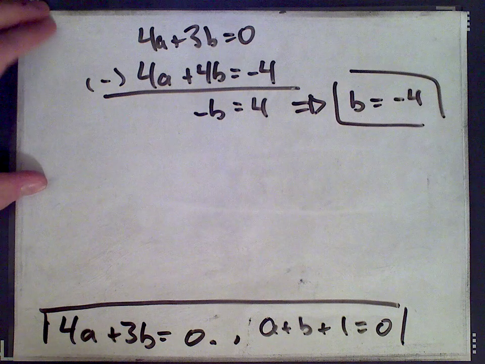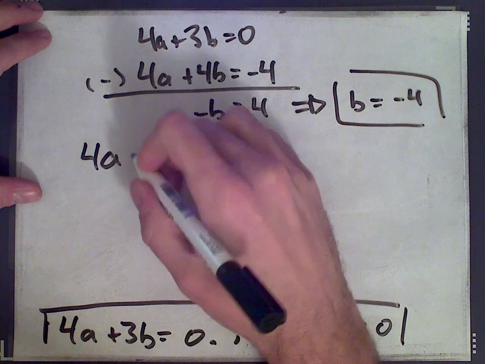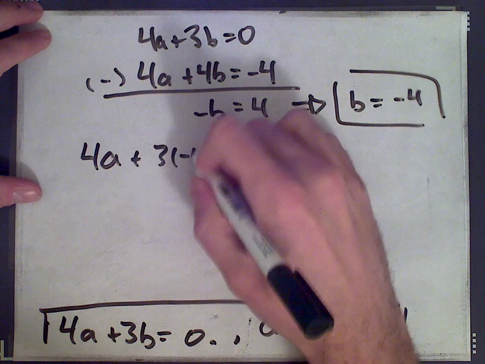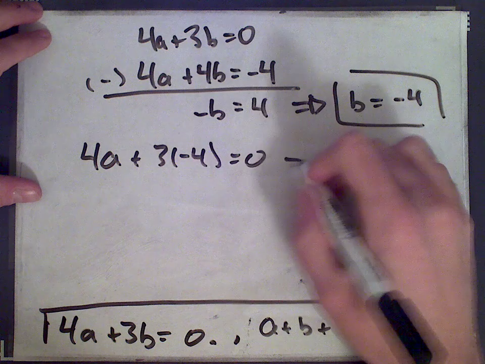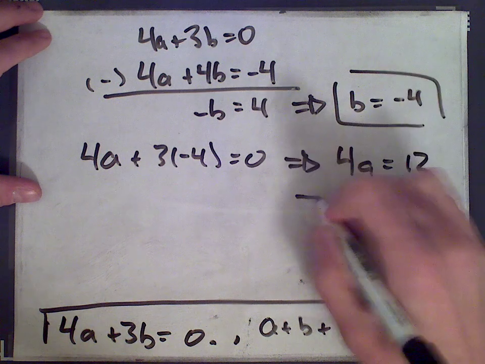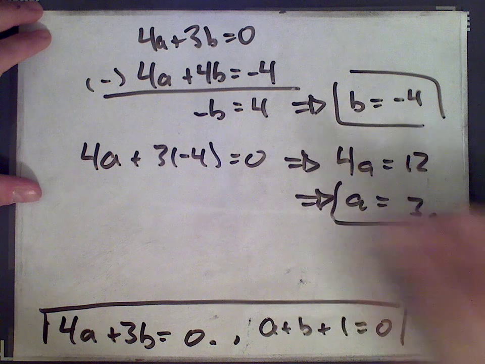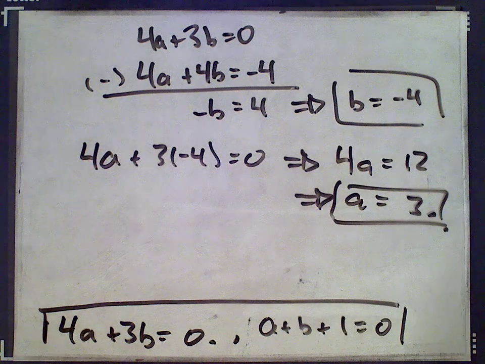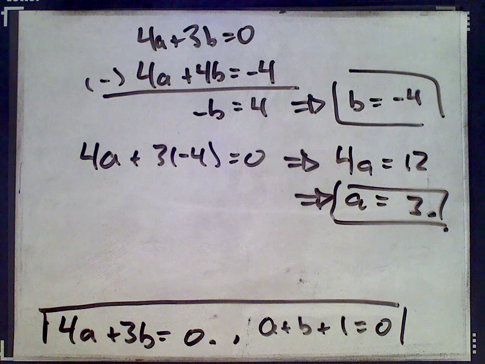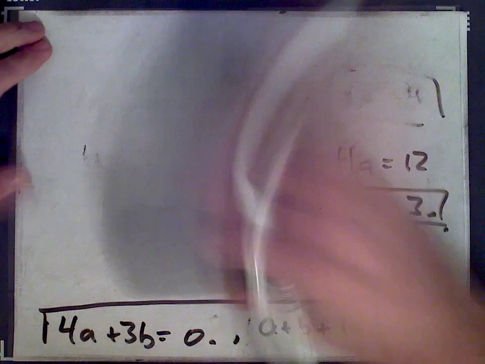Then we plug in and solve for a. Let's use the first equation: 4a plus 3 times negative 4 is 0. So 4a must be 12, and a must be 3. So we've now solved for a and b. A is 3, b is negative 4. Let me go back to our expression from before, and we're going to keep those values.